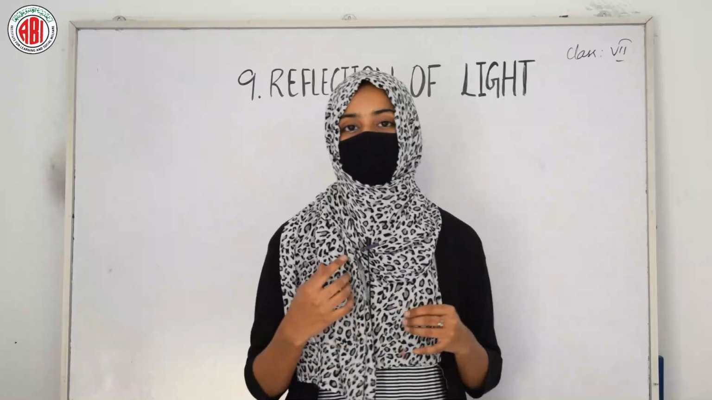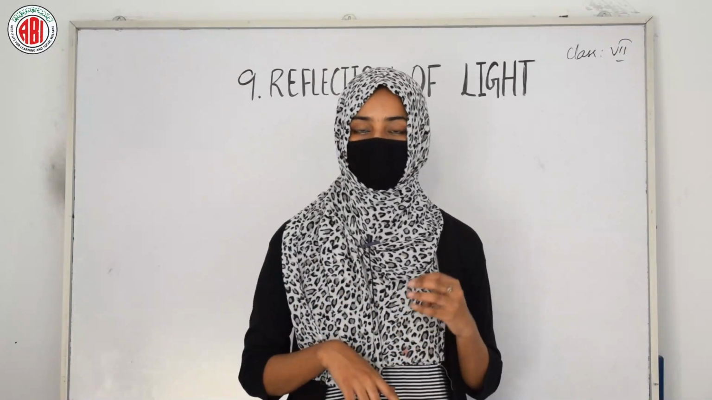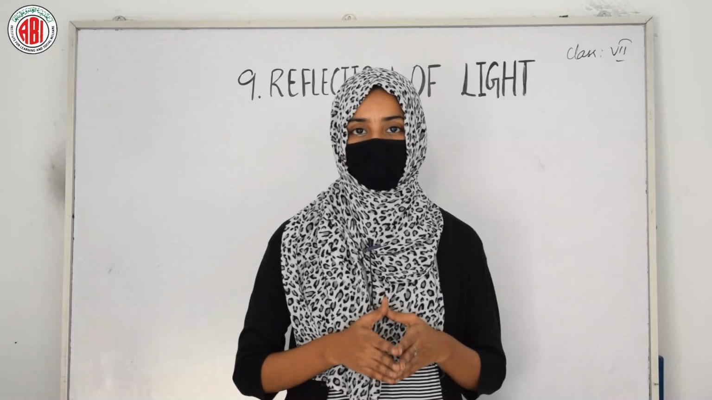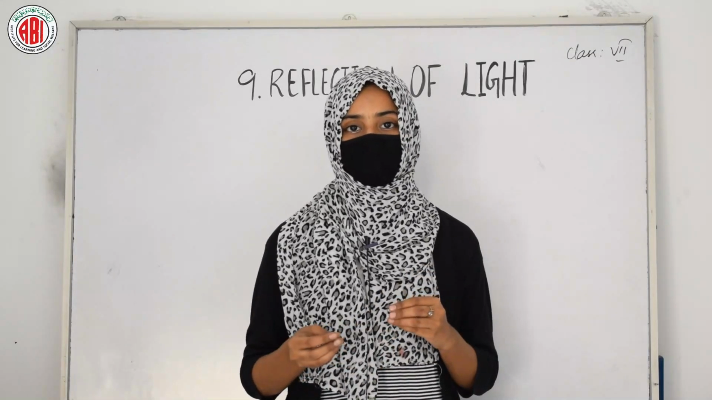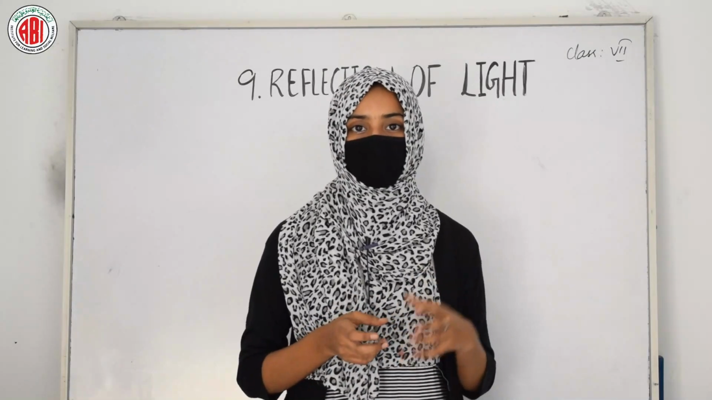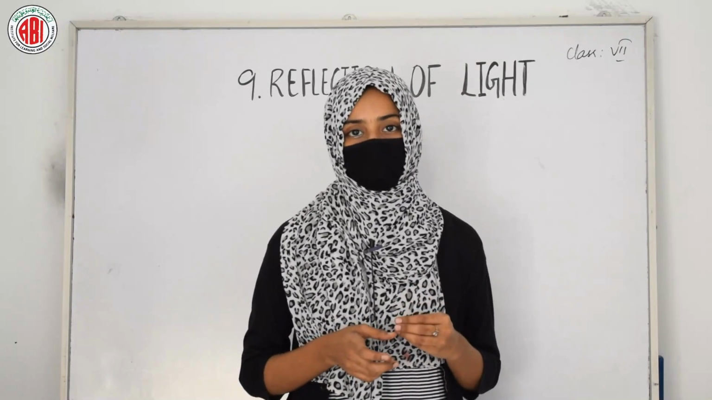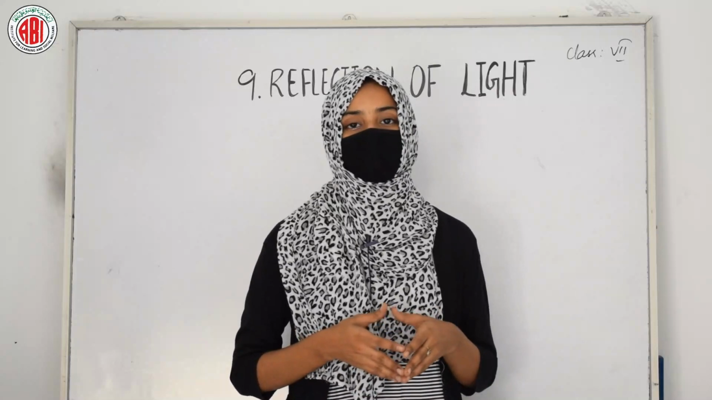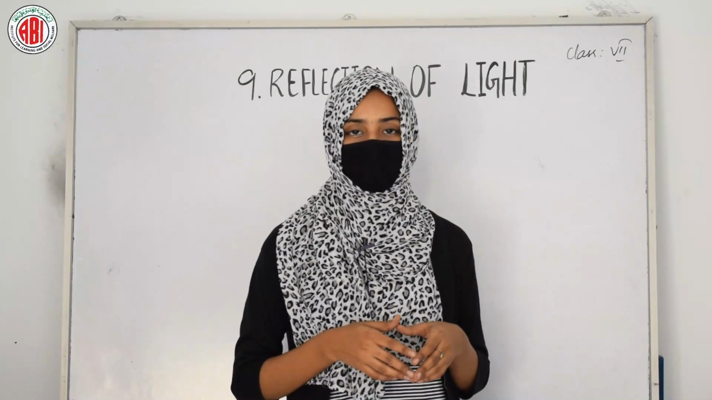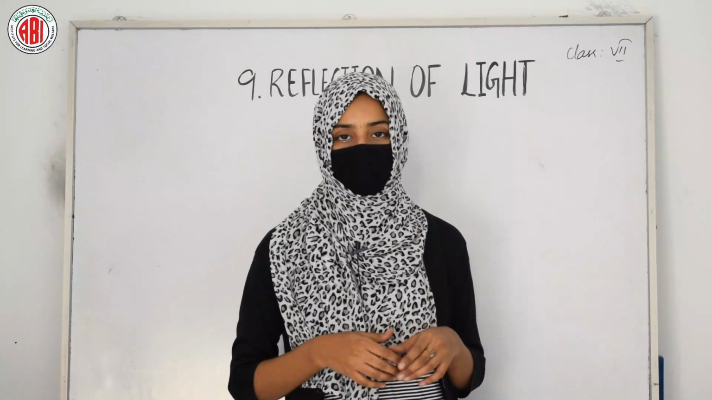We have also seen how we can make our own periscope and kaleidoscope. These are the different instruments that show how the light travels in a straight path and how it gets reflected back, and when it reaches our eyes, it helps us to see the different objects that are present in our surroundings. So this is about the lesson reflection of light.